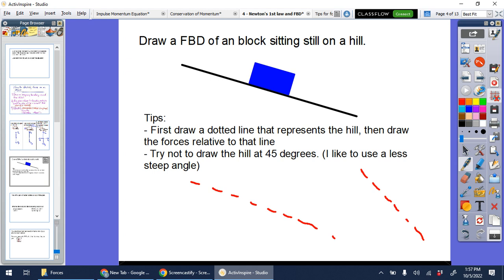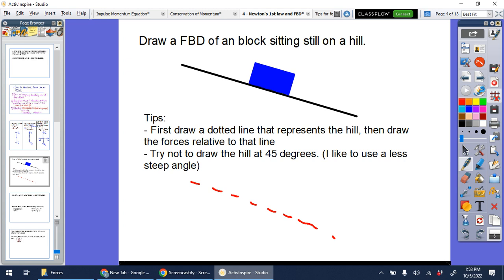Do you see how I drew mine a lot less than 45 degrees? I'm going to recommend you never draw things at 45 degrees. The reasons why right now are not obvious. They're not obvious, but that'll be very helpful later. So I might as well get you in the habit of not drawing things at 45 degrees.